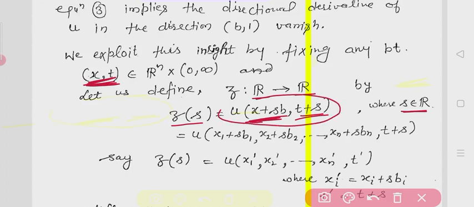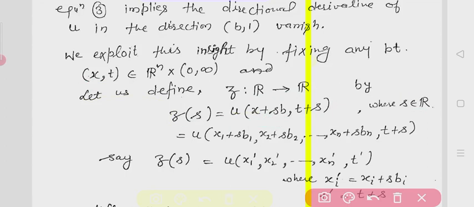Okay, so then z of s is u of x plus sb, t plus s, and that can be written as u of, what is x? x is x1 x2 x3 xn, and b also belongs to Rn, that is b1 b2 b3 bn. So it will be x1 plus sb1, x2 plus sb2, xn plus sbn, right? And this is t plus s here.